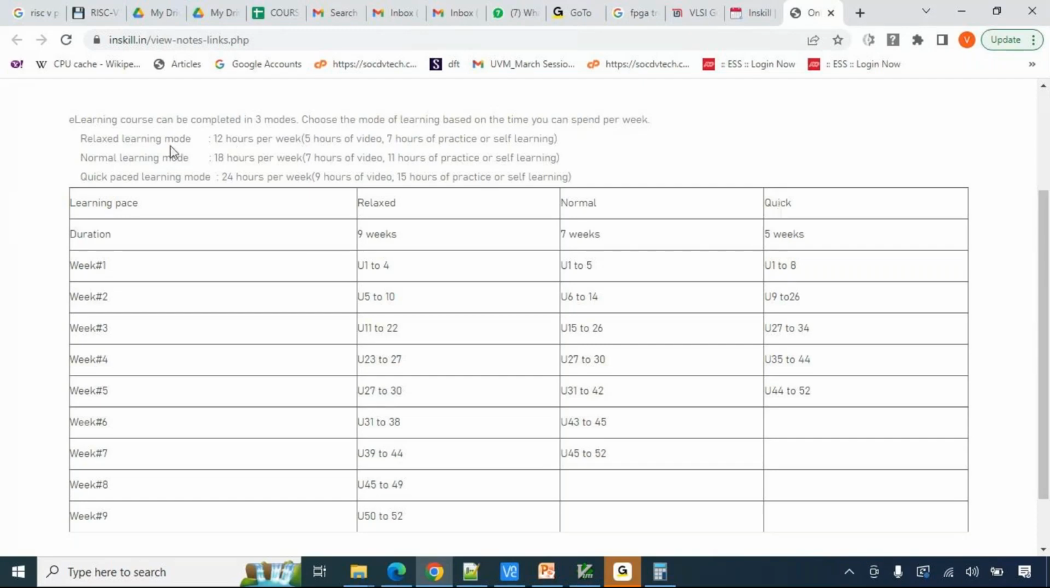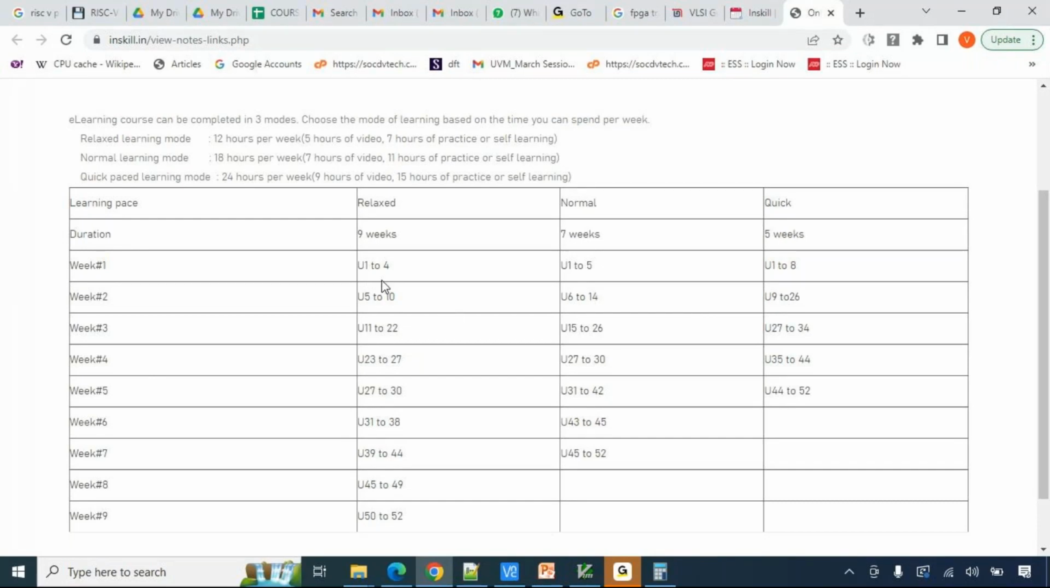Based on, let's say you have 12 hours per week, you go for the relaxed learning mode. If you have 18 hours per week, you go for the normal learning mode. If you have 24 hours in a week that you can spend on learning, you go with quick-paced learning. Accordingly, we give the schedule, how many units you need to complete in each week, depending upon your mode of learning. And accordingly only, the trainer will support you.